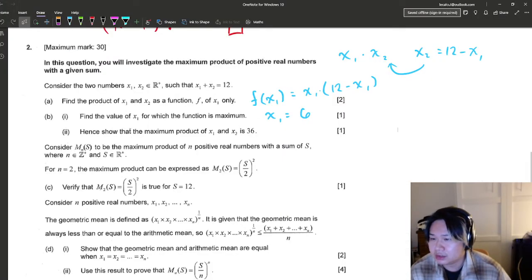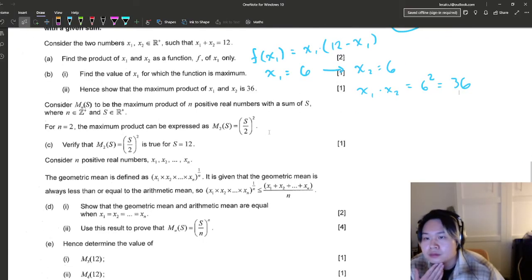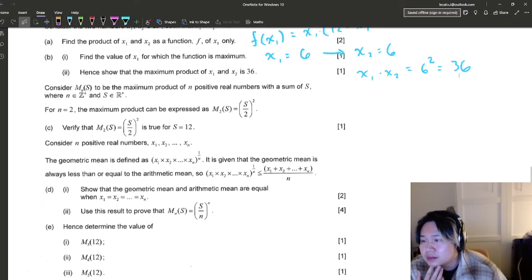Okay, hence show that the maximum product of x1 and x2 is 36. So if x1 is 6, then x2 is 6, which means x1 times x2 is 6 times 6, which is 36. Easy peasy. Okay, what is this notation?